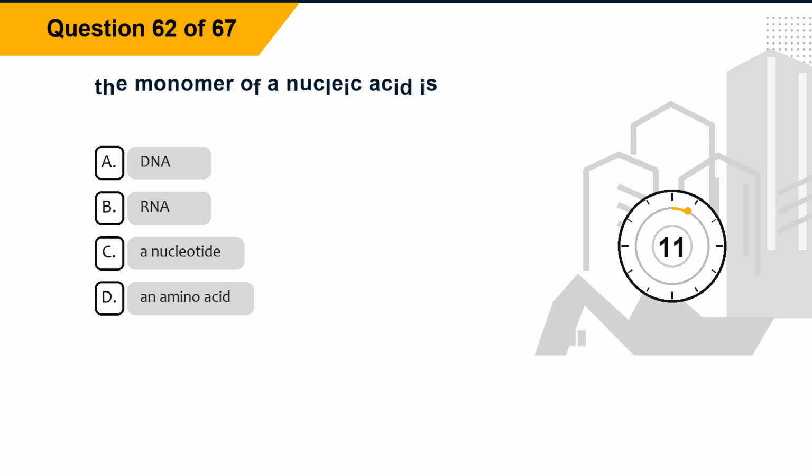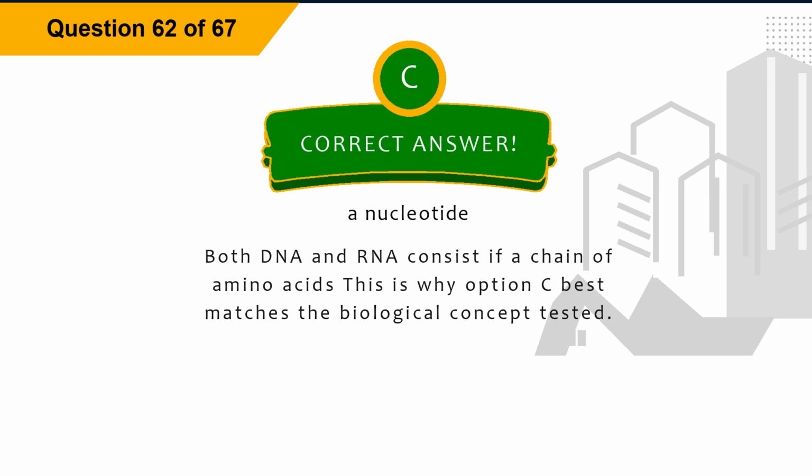Question 62. The monomer of a nucleic acid is: Option A, DNA. Option B, RNA. Option C, a nucleotide. Option D, an amino acid. The correct answer is option C, a nucleotide. Explanation: both DNA and RNA consist of a chain of nucleotides. This is why option C best matches the biological concept tested.